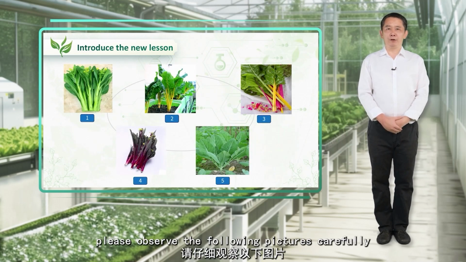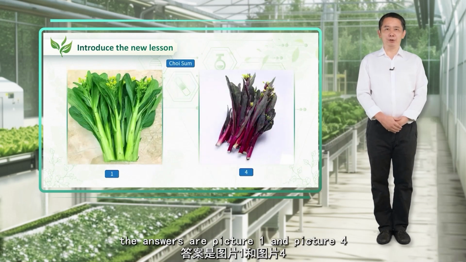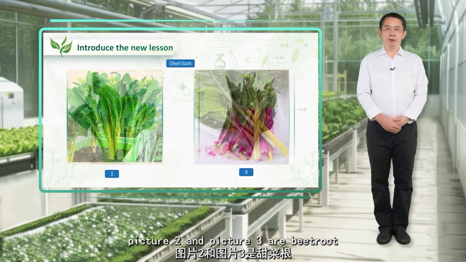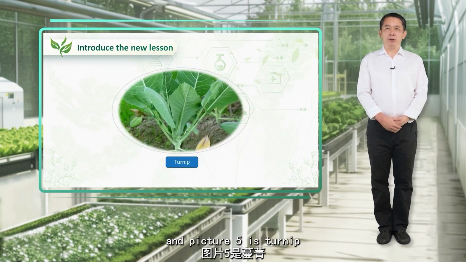Please observe the following pictures carefully. Which ones do you think are choy sum? The answers are picture 1 and picture 4. Picture 2 and picture 3 are beetroot, and picture 5 is turnip.